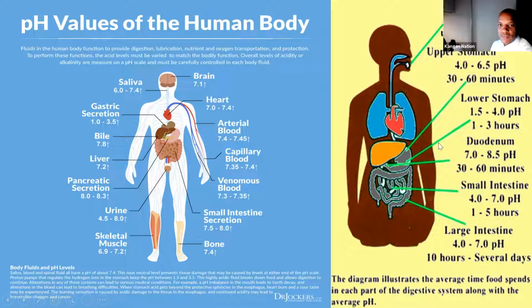So as you can very easily see from these diagrams, the body is not entirely alkaline. The body varies in pH. Here it says pH values of the human body. And I'll read this because it's fine print. Fluids in the human body function to provide digestion, lubrication, nutrition, nutrient and oxygen transportation, and protection. To perform these functions, the acid levels must be varied to match the bodily function. Overall levels of acidity or alkalinity are a measure on a pH scale and must be carefully controlled in each bodily fluid. So our pH levels range.